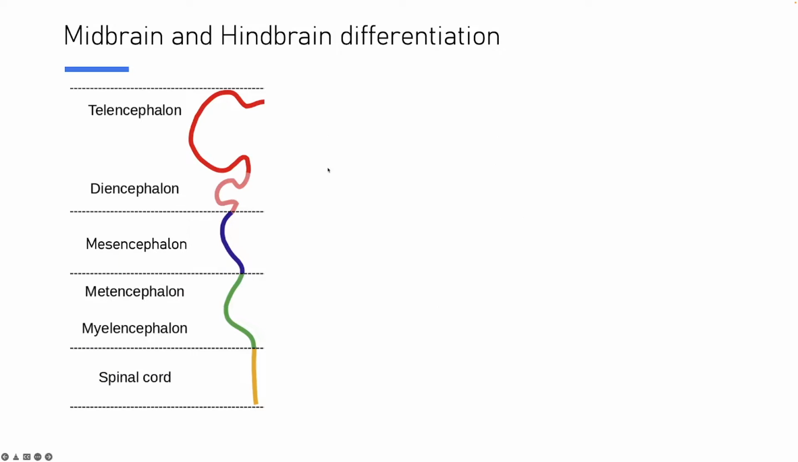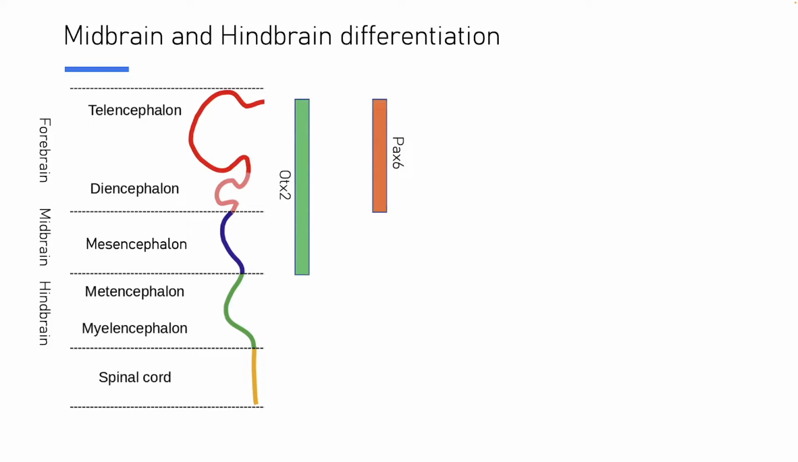In early brain development, the neurotube forms brain vesicles that can be characterized into the forebrain, the midbrain, and the hindbrain. These categories can be further organized into the telencephalon and diencephalon for the forebrain, the mesencephalon for the midbrain, and the metencephalon and myelencephalon for the hindbrain. These categorizations are characterized by distinct combinations of transcription factor expression. For example, the forebrain is characterized by the expression of PAX6 and OTX2.